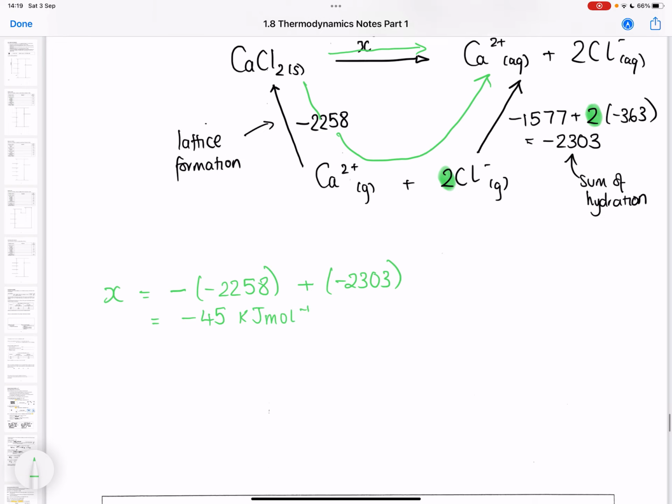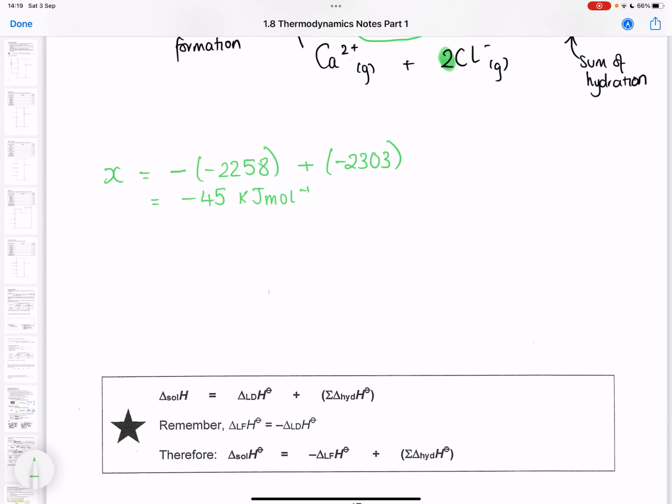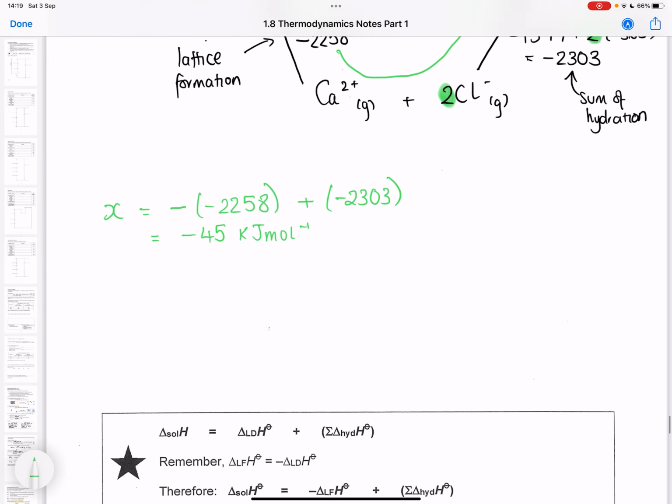Okay, so we're at the bottom, we can see that what we've been doing is lattice dissociation in our first example plus the sum of the hydrations, or if we'd been given lattice formation, it was minus the lattice formation plus the sum of the hydrations.